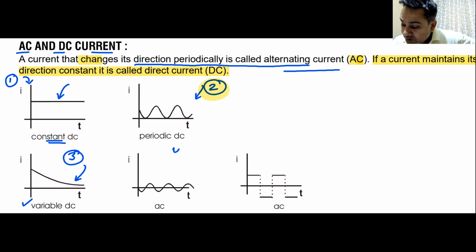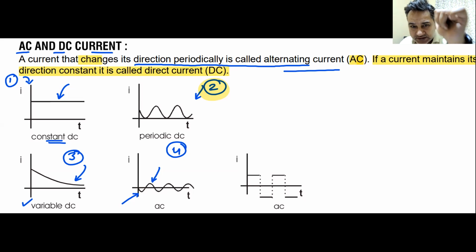Look at graph number 4. Here the current is going zig-zag like this. What you can see, sometimes it is positive and sometimes it is negative. Positive and negative here refers to the direction. If I call this direction positive, this direction becomes negative. Do we understand this?